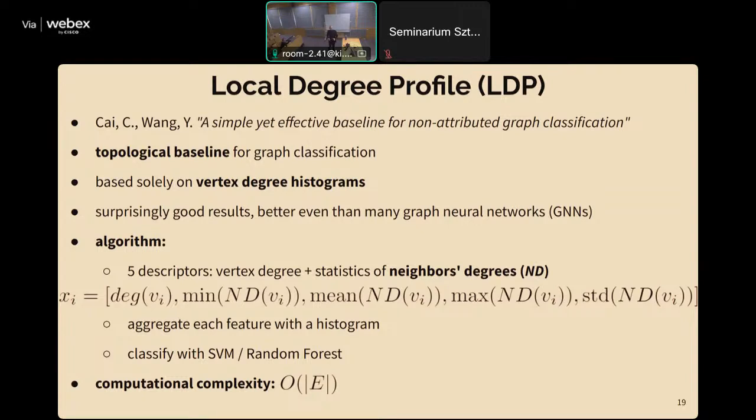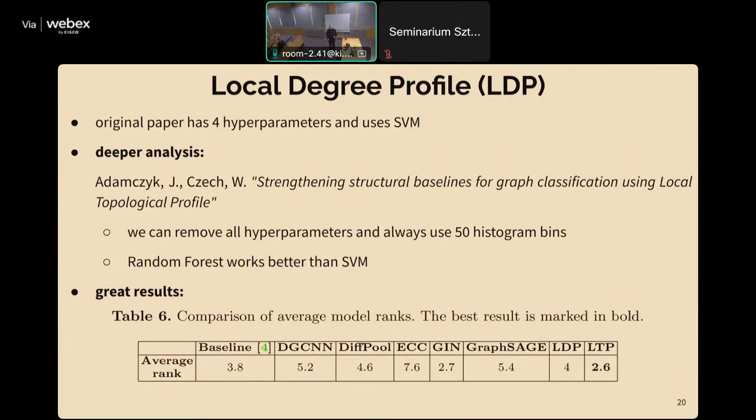So it's very cheap. You aggregate each of those features with a histogram. So you have a histogram of vertex degrees. You have a histogram of average degrees of neighbors. You have a histogram of minimal degrees of neighbors, etc. Right? So you just take those 5 features for each node, compute a histogram of each of the 5 features, concatenate this into a huge vector, and classify this with SVM or random forest. Really, really simple idea. And the original paper has 4 hyperparameters, and uses SVM. It's more complicated than it actually needs to be.